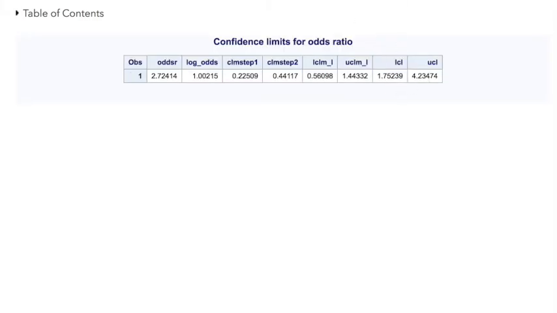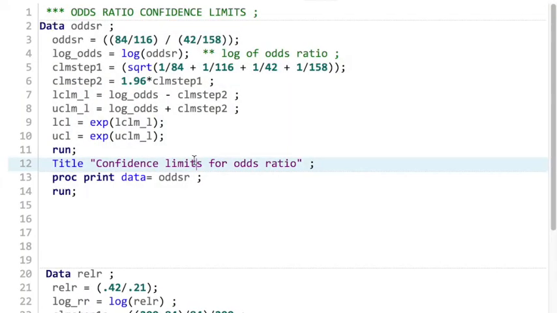To go back again, here are the statements for how I stepped through it. First, I got the odds ratio, took the log, took the square root of all of this, and subtracted it, added it, like you always do with the lower and upper confidence limits, took e to that value, and there you go.